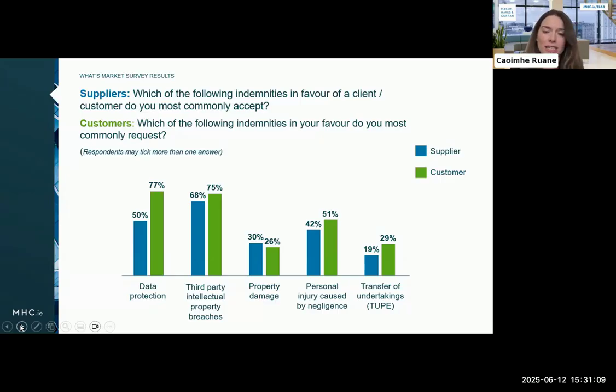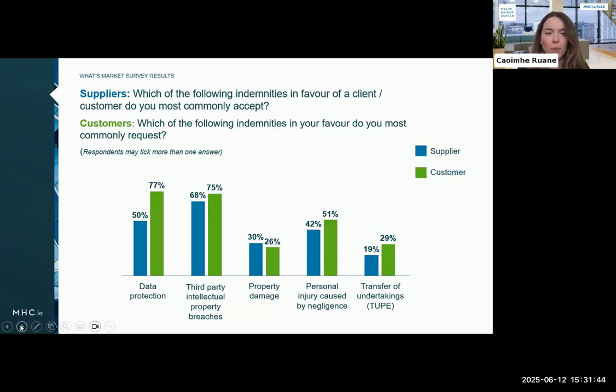So first, as Mark already alluded to, I suppose if you're acting on the customer side, you're looking for as broad an indemnity as possible, trying to cover as many types of loss as possible. And then obviously, if you're acting on the supplier side, you're going to essentially be looking for the opposite. So firstly, you can see from this year's survey data, there's a notable increase in data protection indemnities on both the supplier and customer sides from previous years. The supplier side is up from 39% last year to 50% this year. And on the customer side is up from 69% last year to 77% this year.